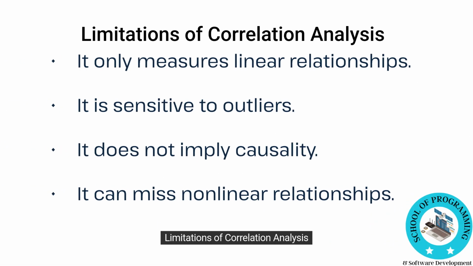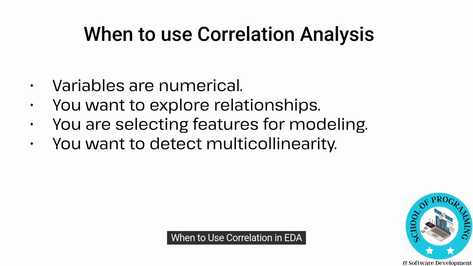Limitations of correlation analysis. It only measures linear relationships. It is sensitive to outliers. It does not imply causality. It can miss nonlinear relationships. When to use correlation in EDA? Use correlation analysis when variables are numerical, you want to explore relationships, you are selecting features for modeling, or you want to detect multicollinearity.